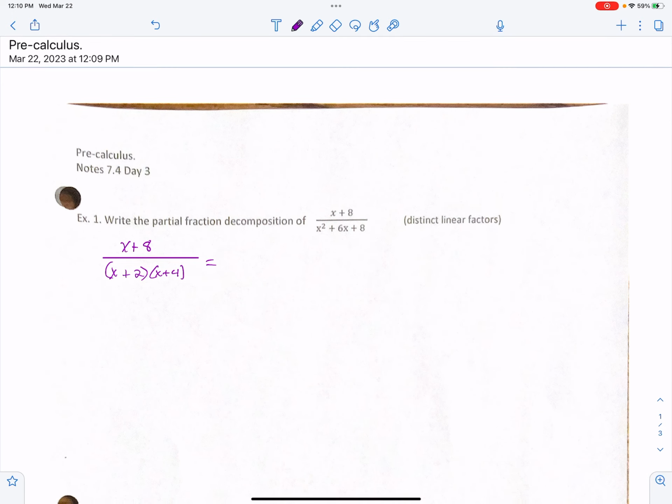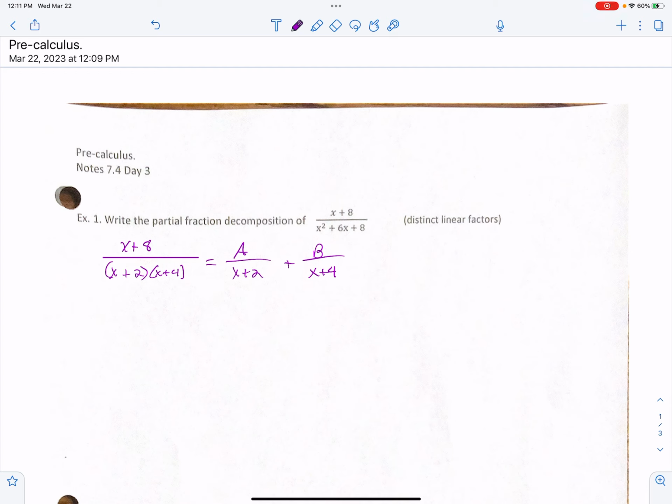And so then, since x plus 2 and x plus 4 are linear factors, we're going to use A over x plus 2 and then B over x plus 4. Note that since you are creating this, you might put A over x plus 4 and B over x plus 2. That's not a problem. It's just we'll switch them at the end and we'll have the same answer.